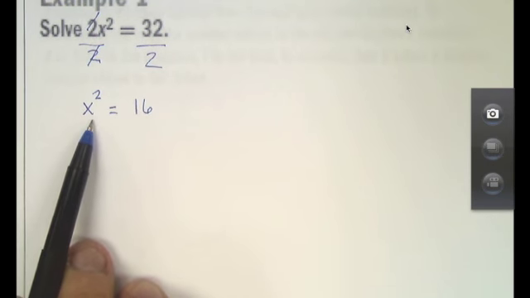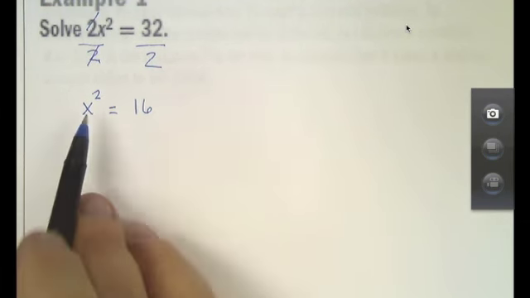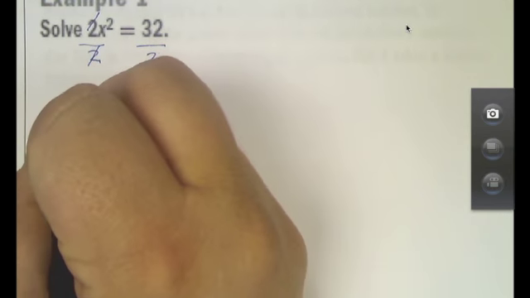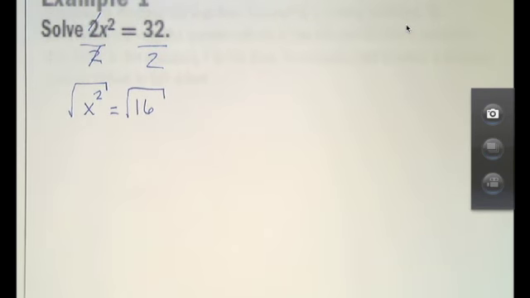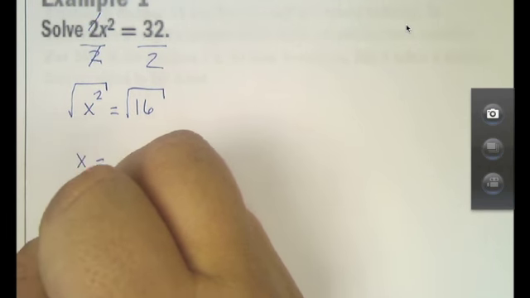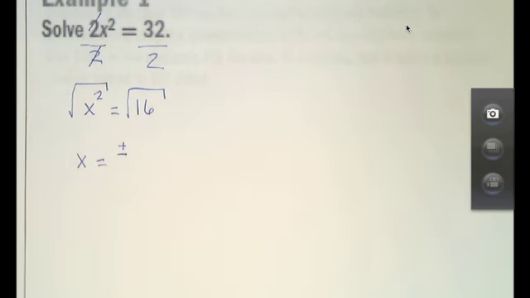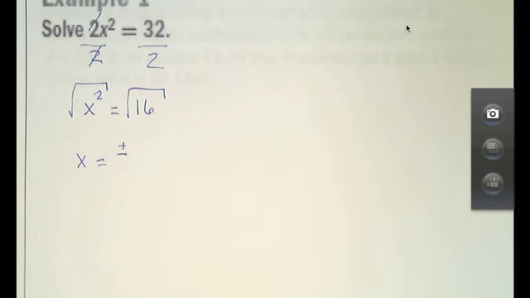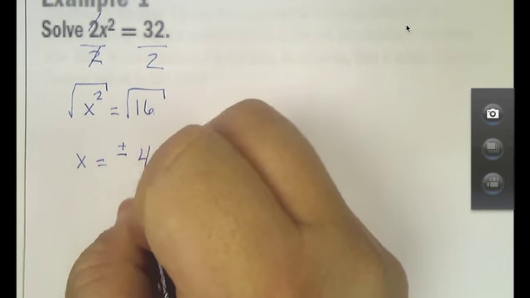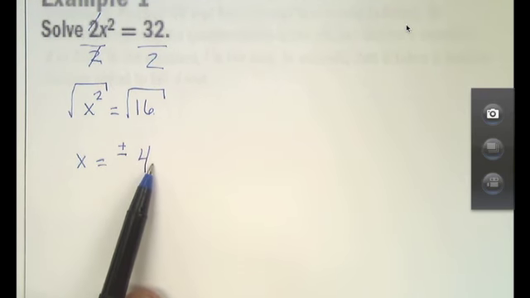Now, just like in our Pythagorean theorem where we get c squared equals some number, we want x. So to find x, you have to take the square root. Okay? When I take the square root of x squared, I'm left with x. And when I take the square root, you always have plus or minus the square root of that number. Well, the square root of 16 we all know is 4. So my answer is plus 4 or minus 4.